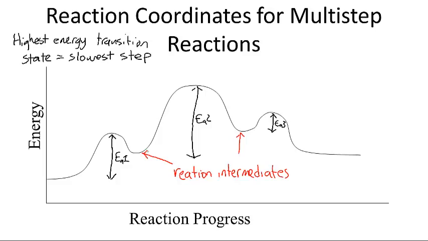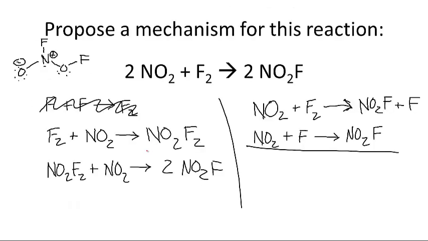The reaction intermediates are the things that get formed in the middle of a reaction, but then used up. So I'll give you an example in the mechanisms we just wrote. In this mechanism here, F atoms are a reaction intermediate.